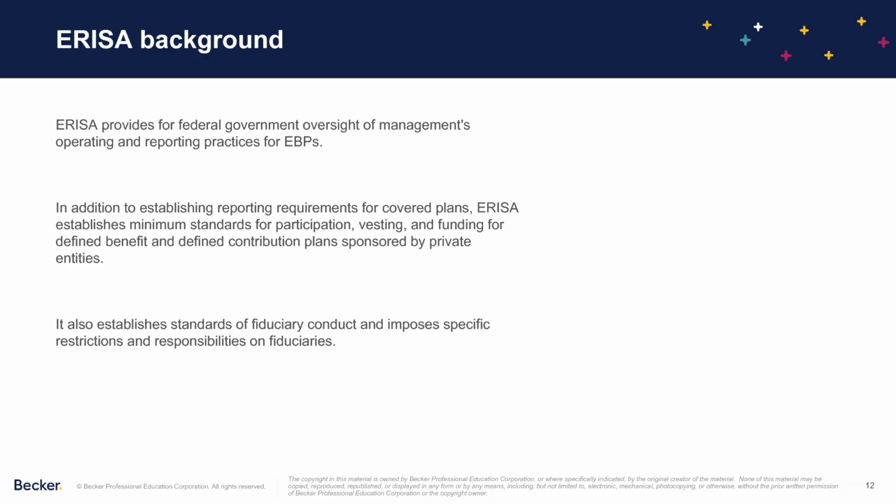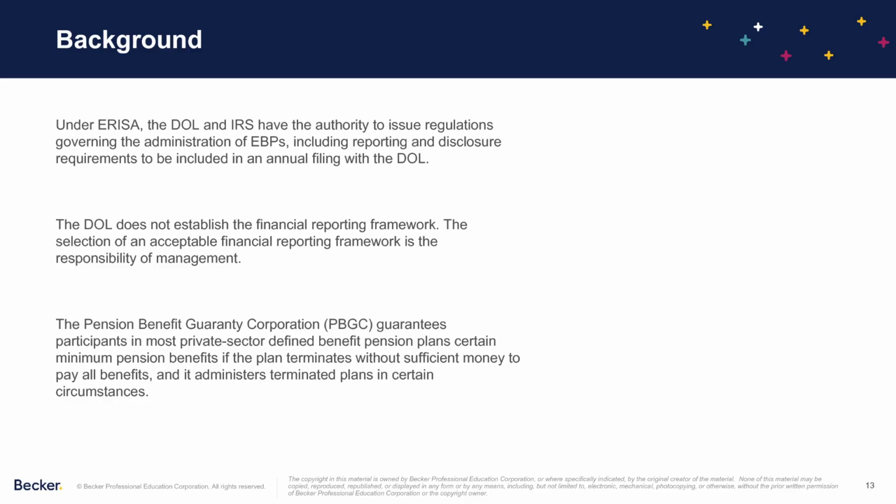So under ERISA, again, it's a federal law, the Department of Labor and the Internal Revenue Service have the authority to issue regulations governing the administration of the employee benefit plans, including reporting and disclosure in terms of what needs to be in the annual filing. Now, it does not establish GAAP, right? It doesn't establish what financial reporting framework you use. The selection of an acceptable financial reporting framework is the responsibility of management.